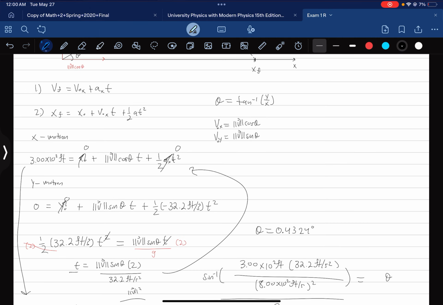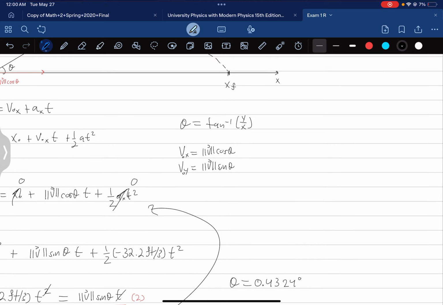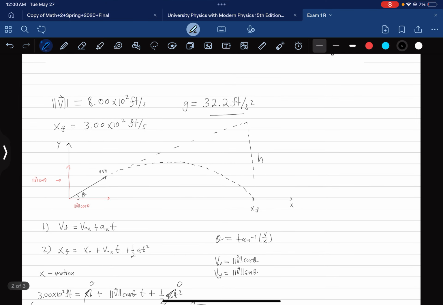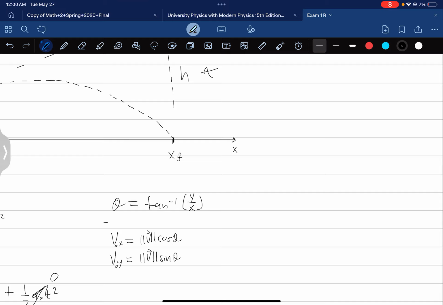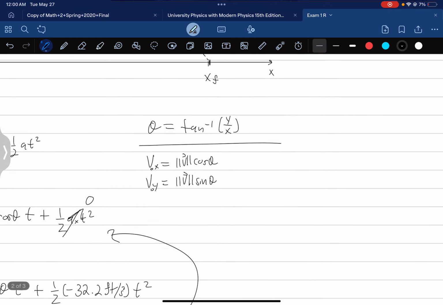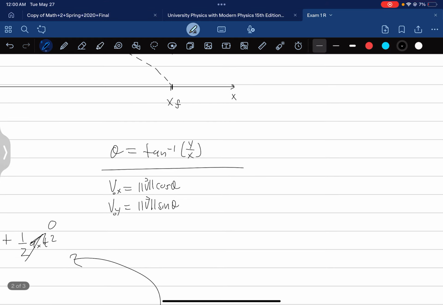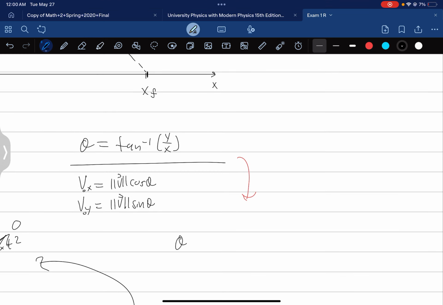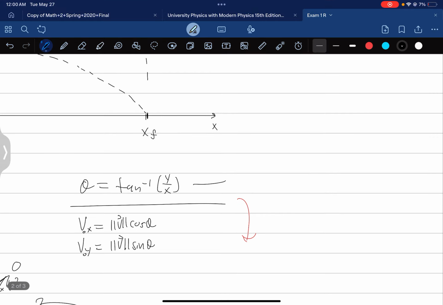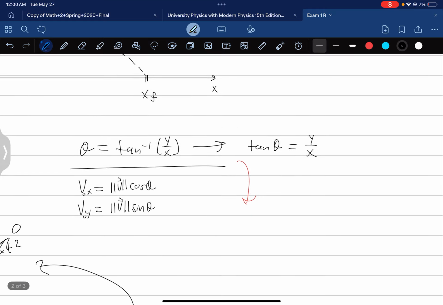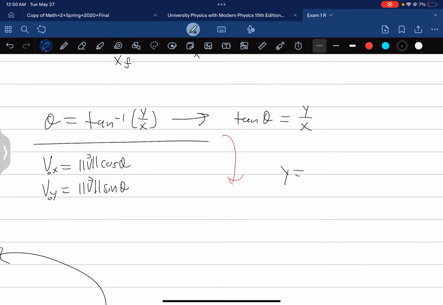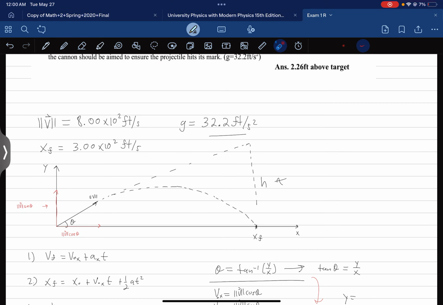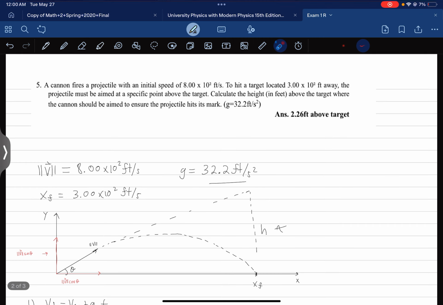Whatever. Seems good enough. Now, since we found our angle, we can use that angle to figure out what our height is. Just using this knowledge right here, we can change up some of the values. In the case of our problem, we know theta, and actually this can also be written as tan theta is equal to y over x. And just by looking at that massive triangle we've created, it's asking us to calculate the height in feet above the target, which is this height.